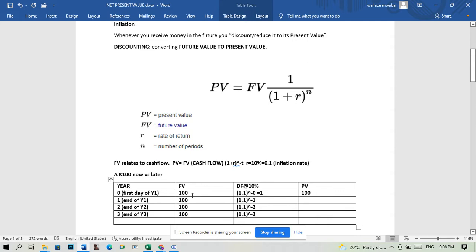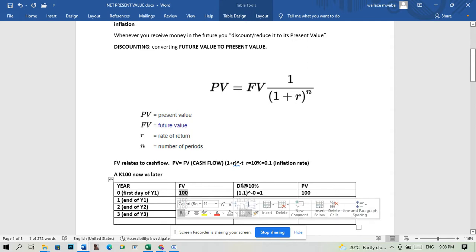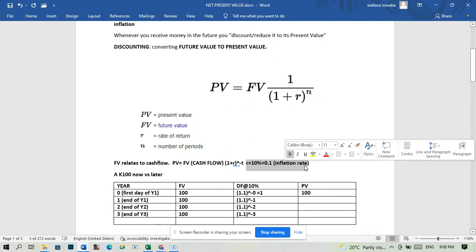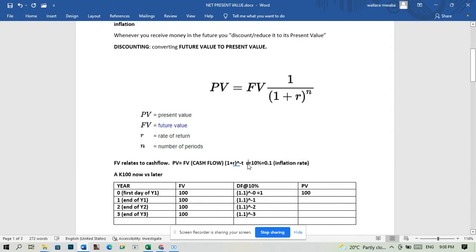So 100 kwacha now, we think of it as a future value, is just the same as its present value, because we're using this discount rate as inflation, this 10%. We're saying that as the years go by, prices will be increasing by 10%. So we're using it as our discount rate. It's our R also in this illustration. The interest rate is our R. The inflation rate is our R. So 100 kwacha now, versus after 1 year, how much would that 100 kwacha be?